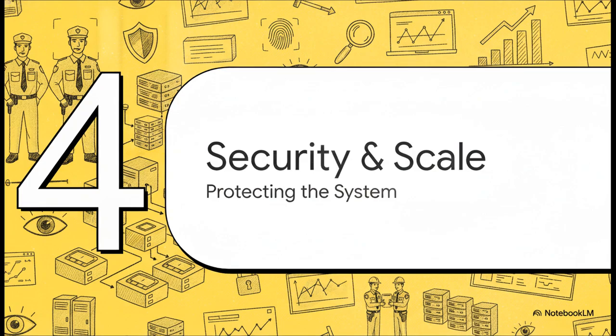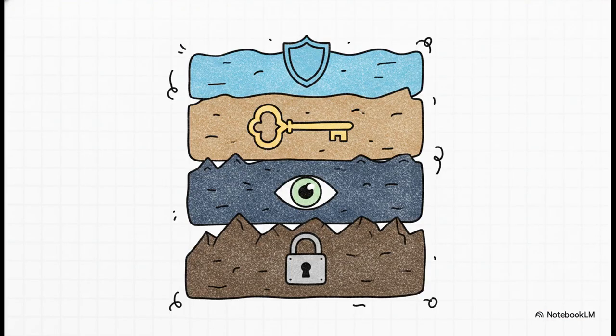Next up is Section 4, Security, Scale, and Observability. This is how we protect and operate the system. These are your non-functional requirements. Think of them as the highly trained security guards and maintenance crews of your app.